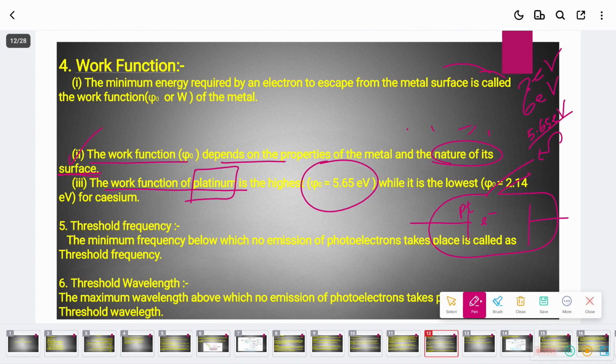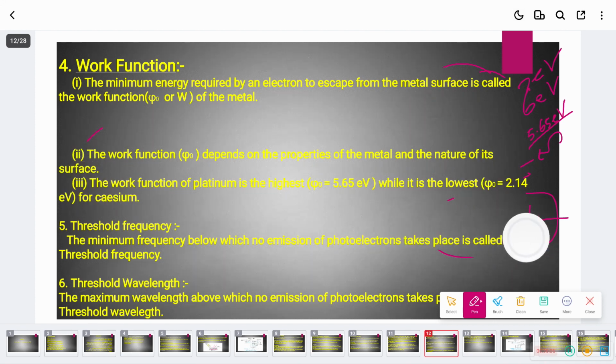High point. Very good. Sit down. What is eV? eV means electron volt. Electron volt. Now everyone leave it. Now come here.